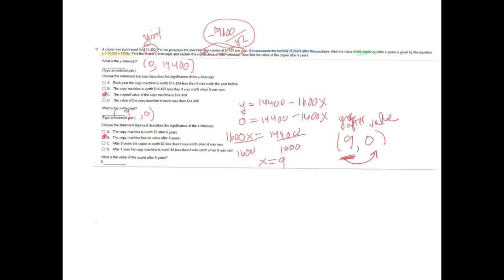And then this last part here has us just take the equation, which was given to us in the original problem. And it wants to know after 6 years. And so x is our number of years. And so we would put in 14,400 minus 1,600 times 6. And when we figure that out, that is going to be 4,800.